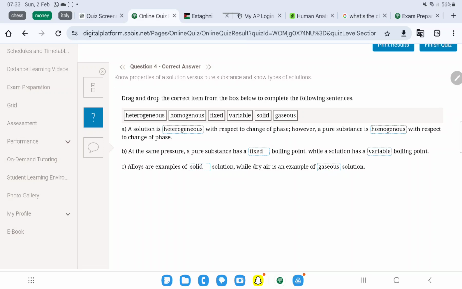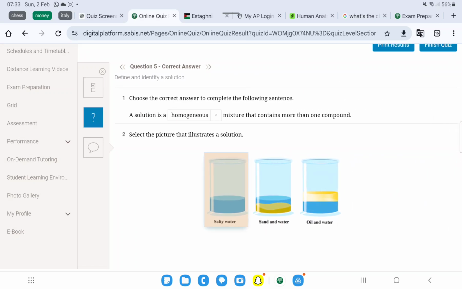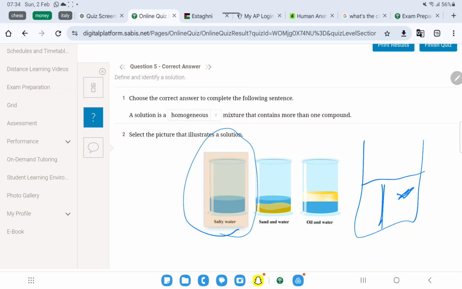Alloys are an example of a solid solution, while dry air is an example of a gaseous solution. A solution is a homogeneous mixture. Yeah, a solution is, for example, water with salt dissolved in it, so you can't see the salt anymore, you can only see one phase. So it's a homogeneous solution. And a solution, as we said, you can only see the solvent, you can't see the solute dissolved in it, that's salty water.